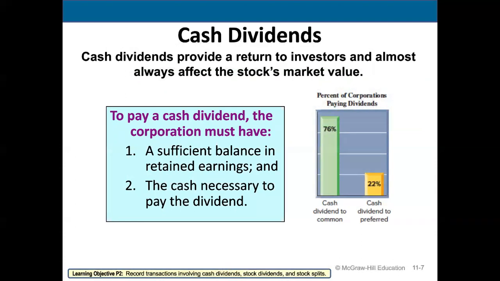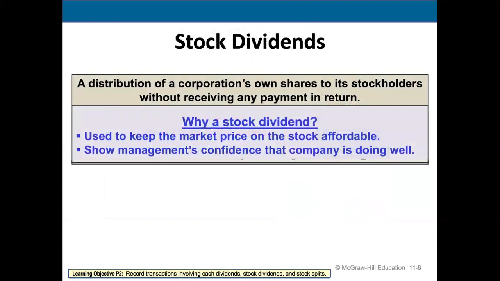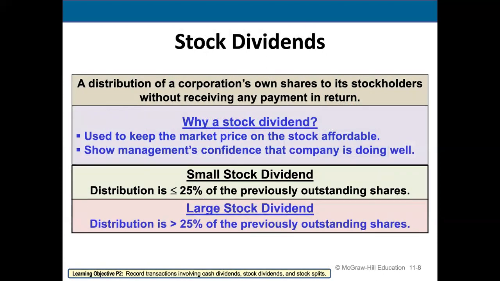So businesses can pay a cash dividend, which is paying out cash to the stockholders. Like this says, in order to do that, they have to have enough balance in their retained earnings, and they have to have the cash available to actually do it. So that's what a cash dividend is. Also, sometimes businesses will pay a stock dividend. A stock dividend is if a business wants to reward shareholders for investing in the business, but doesn't have cash, what it can do is give additional shares of stock to the shareholders.